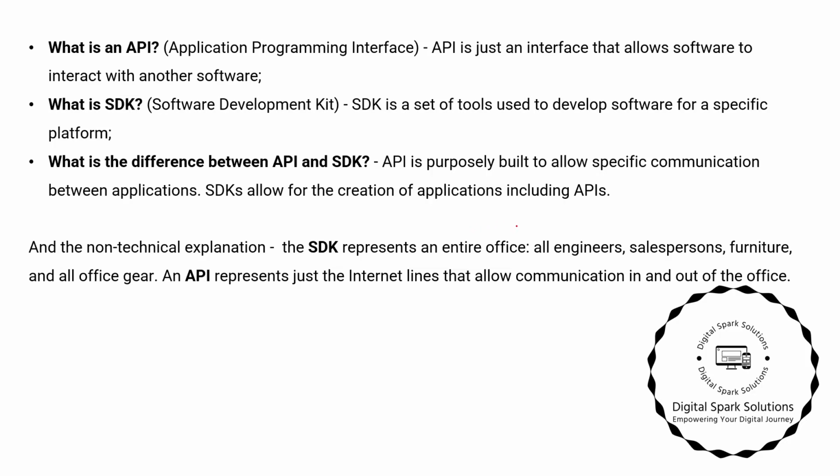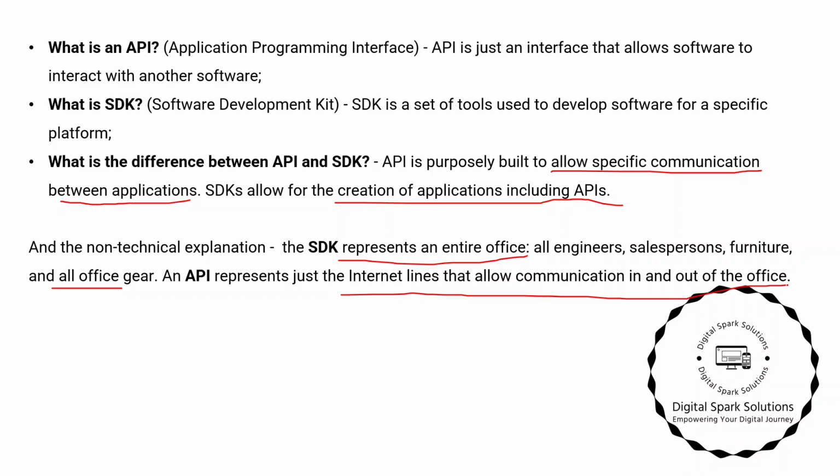What is the difference between API and SDK? An API is purposely built to allow specific communication between applications. SDKs allow for the creation of applications, including APIs. And the non-technical explanation: the SDK represents an entire office, all engineers, salespersons, furniture, and all office gear. An API represents just the internet lines that allow communication in and out of the office.